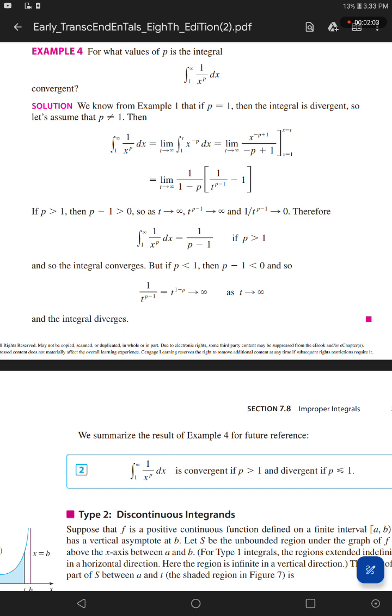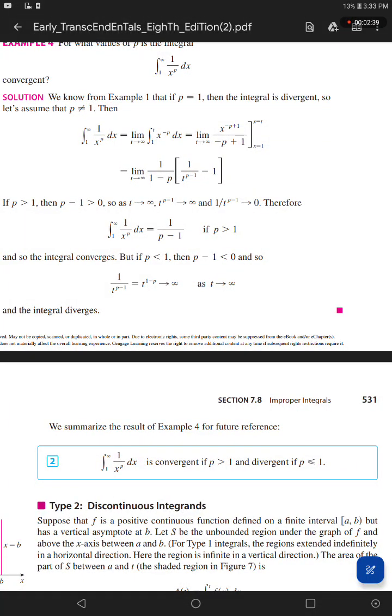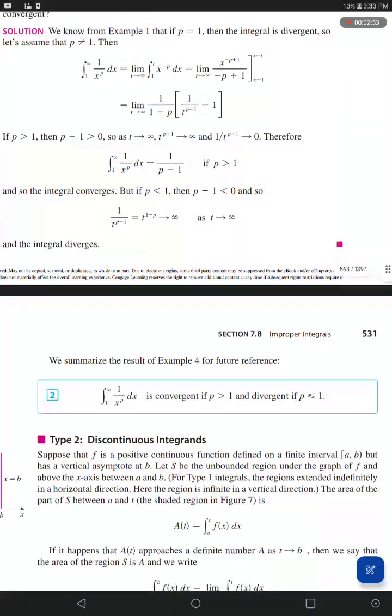But if p is less than 1, then p minus 1 is less than 0. And so 1 over t to the power p minus 1 equals t to the power 1 minus p, which approaches infinity as t approaches infinity. And the integral diverges. We summarize the result of example 4 for future reference. Equation 2: the integral from 1 to infinity of 1 over x to the power p dx is convergent if p is greater than 1 and divergent if p is less than or equal to 1.